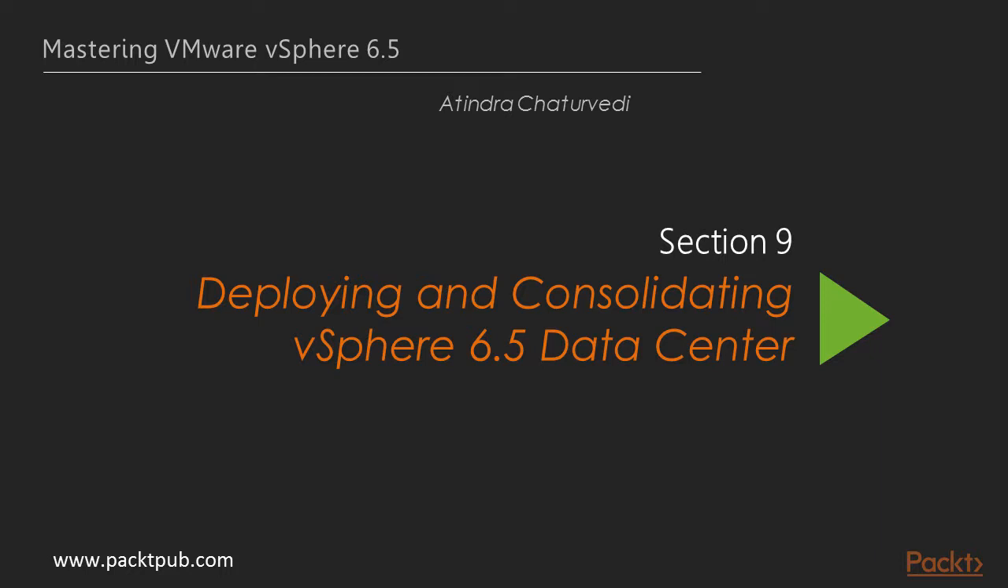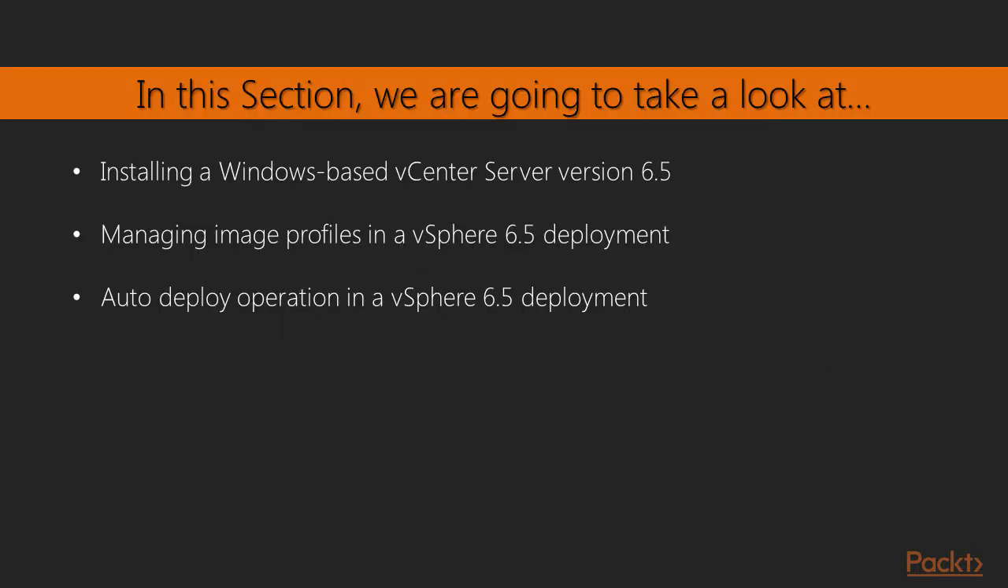In this section, we will look at deploying and consolidating a vSphere 6.5 data center. We will look at installing a Windows-based vCenter server version 6.5. We will then look at managing image profiles in a vSphere 6.5 deployment, followed by the auto deploy operation to load the ESXi image into a vSphere host. Again, we'll be using vSphere 6.5 as our basis.